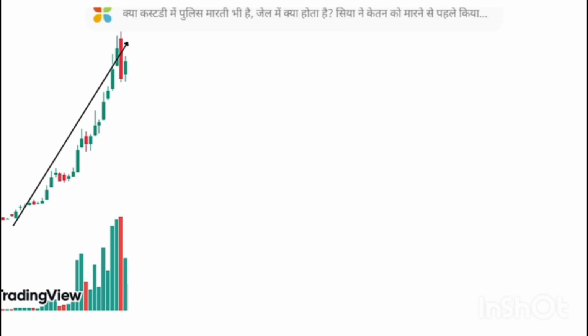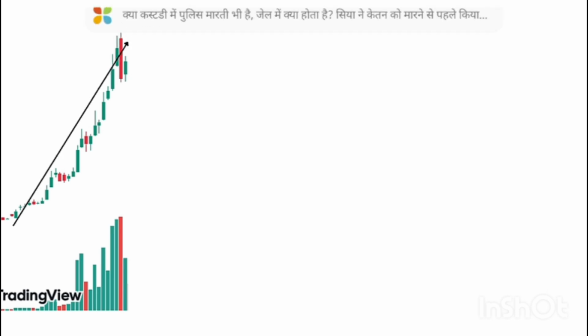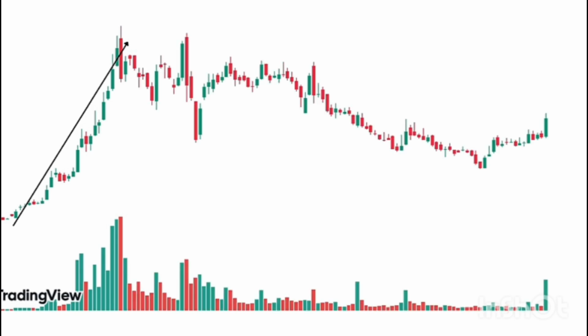During the rally, the stock formed large bullish candles. During the pullback, it declined slowly with small bearish candles. At the same time, volume kept decreasing. This is known as volume dry up, which indicates that the pullback is weak and sellers are losing strength. Now draw a trend line over the pullback. This forms a continuation pattern.